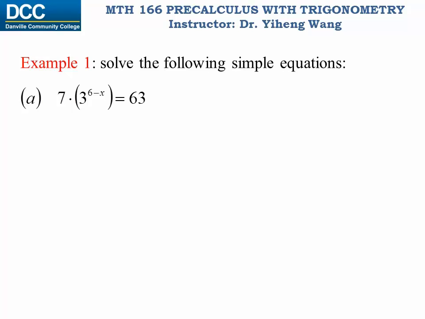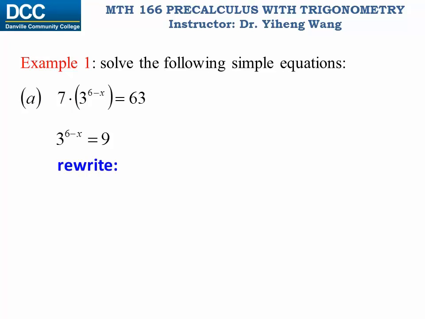For this first equation, just like any other equation, we want to simplify it as much as possible. Therefore, the very first step is to divide both sides of this equation by 7. Therefore, left-hand side, we have 3 to the power of 6 minus x. Right-hand side, 9. And as you can see, our unknown x, which is what we need to solve for, appears on the exponent. Therefore, we need to rewrite this exponential expression into its equivalent logarithmic expression.